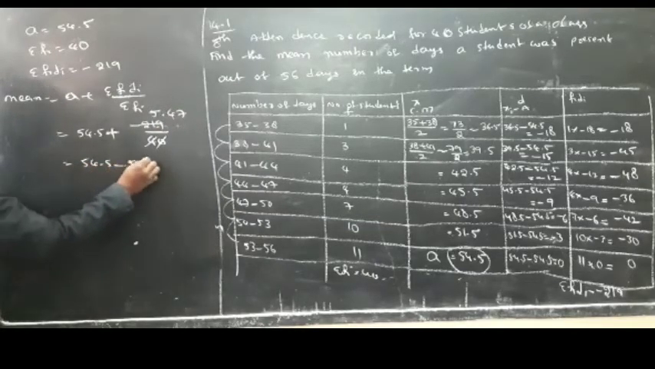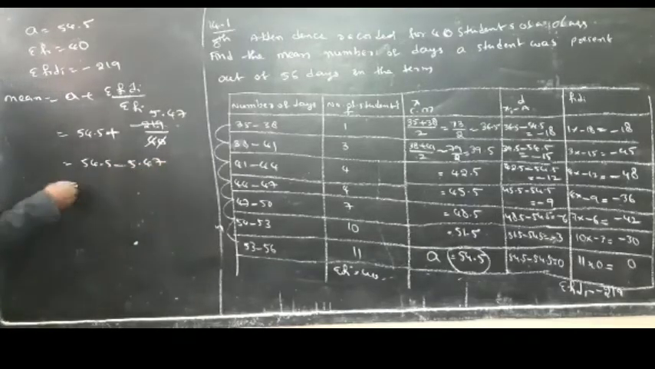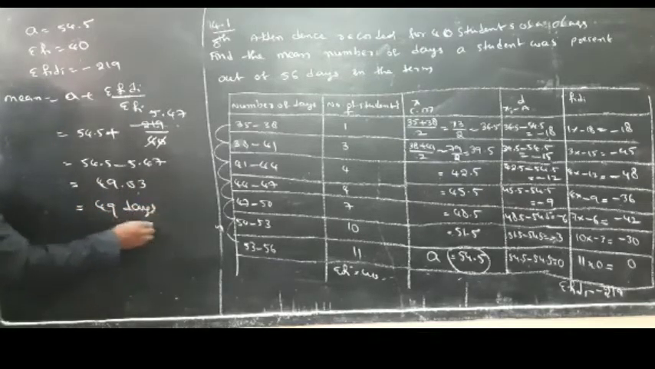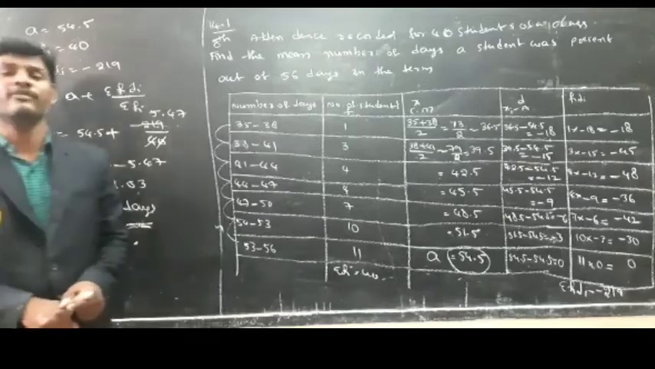It is nothing but 54.5 minus 5.47. Now subtract 5.47 from 54.5. You will get the answer 49.03. It is nothing but 49 days. So what is the average attendance? 49 days. See here.